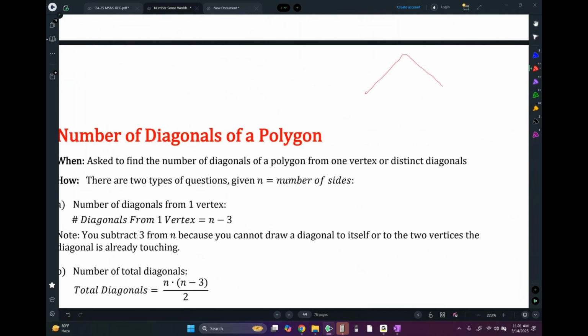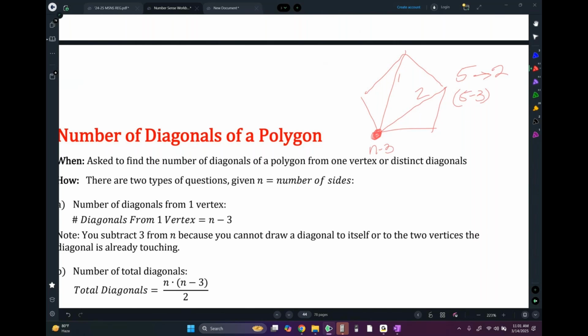Well, let's say I had a pentagon, yeah? So how many diagonals can I draw from this corner, right? Well, I can draw 1, 2, right? 2 of them. And if you look at that, it was 5 sides, but I can only draw 2. And the way you do that is you did 5 minus 3. Yeah? So that's the first formula. The number of diagonals from one corner is n minus 3.